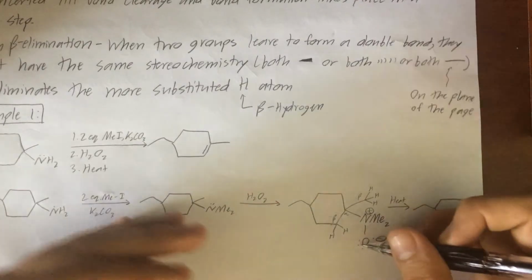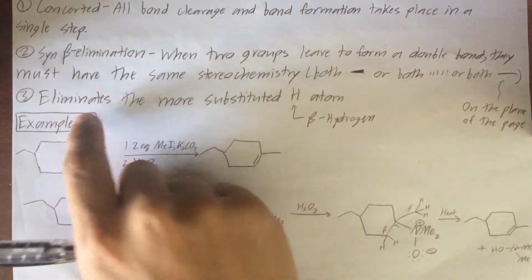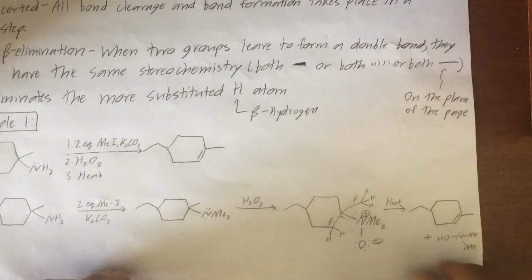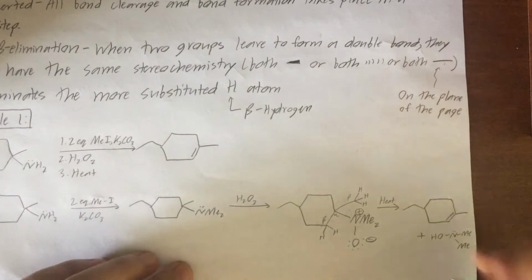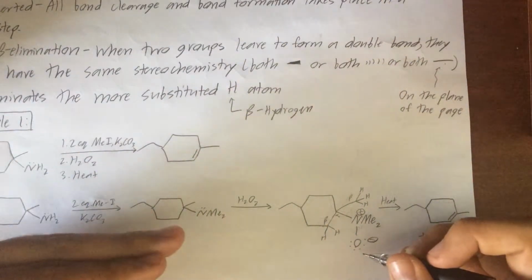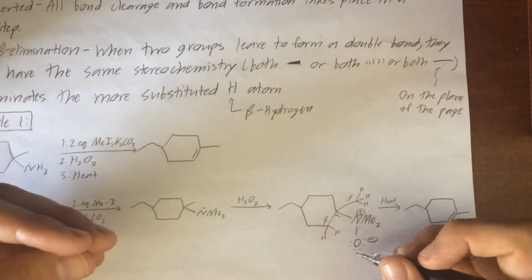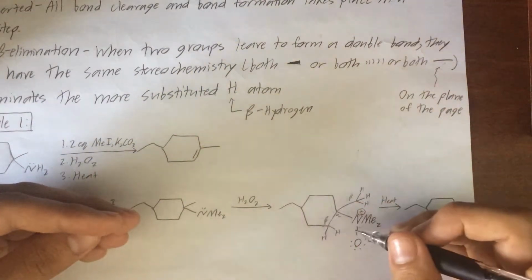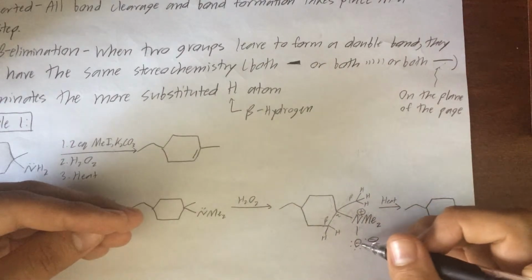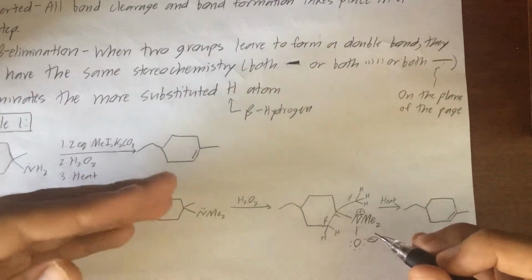So this is where the beta elimination part comes in, and it's also when rule number 3 comes in handy. Now, one of the lone pairs on the negatively charged oxygen atom is going to grab a beta hydrogen atom. When it grabs the beta hydrogen atom, the hydrogen atom leaves the molecule, and the NMe2O group also leaves the molecule. As a result, a double bond forms.